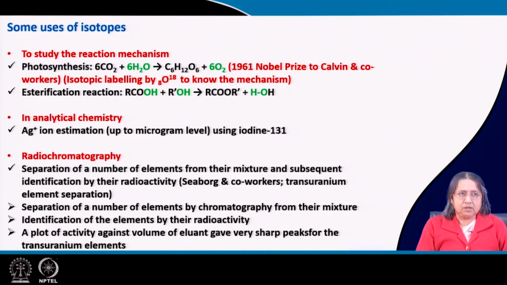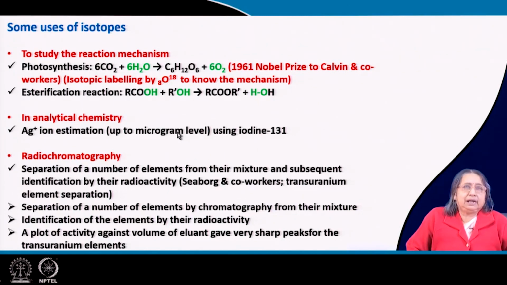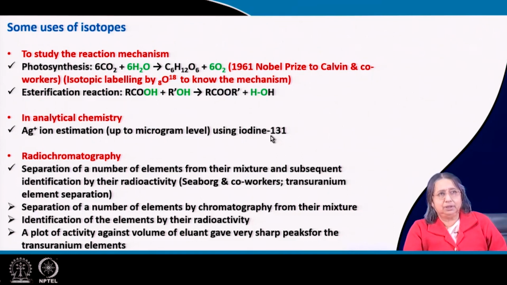So, what should you do to know more accurately? You can do something to determine it at the microgram level. Actually, by silver chloride you can go up to milligram level determination, but here you can do microgram level determination. How? For example, you can use KI, potassium iodide, but labeled with iodine 131.